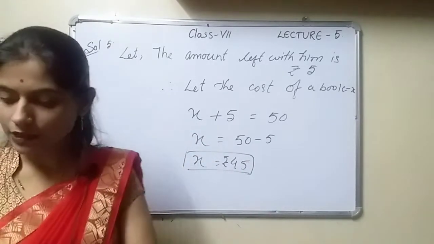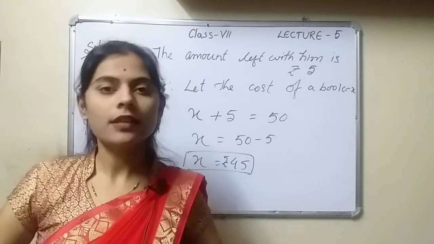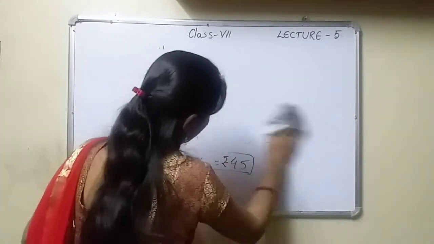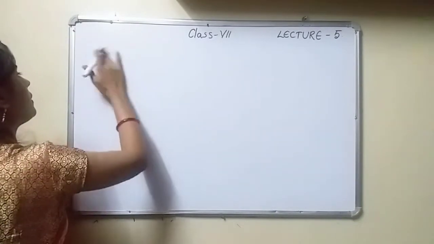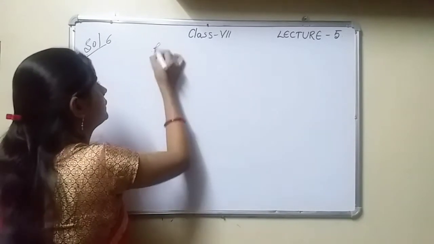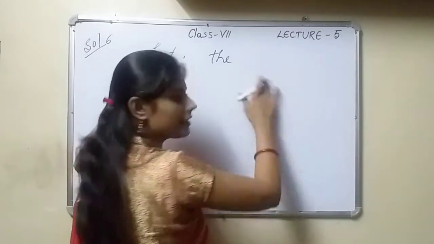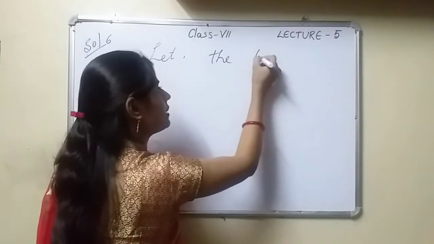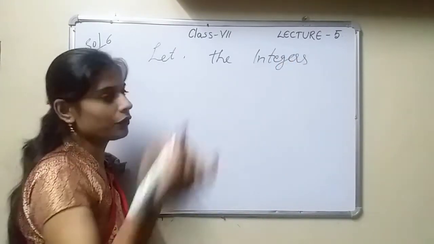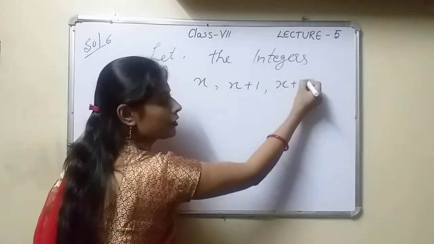Okay. Now see, question number 6. The sum of 3 consecutive integers is 36. What are these integers? See, solution number 6. Let the 3 consecutive integers be, or you can write here, 3 integers. What are the integers given here? It is not given here, you have to assume it. So x, x plus 1, x plus 2.